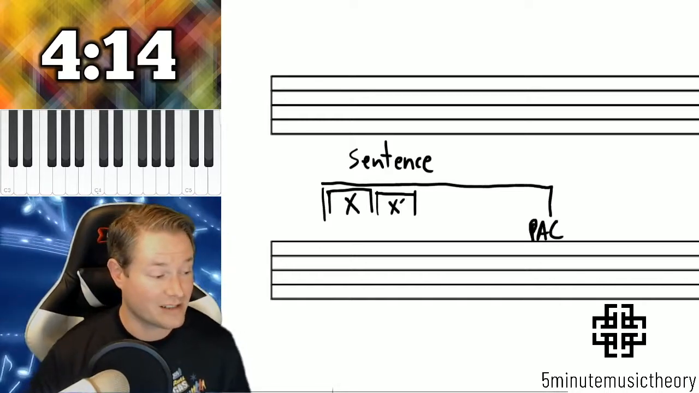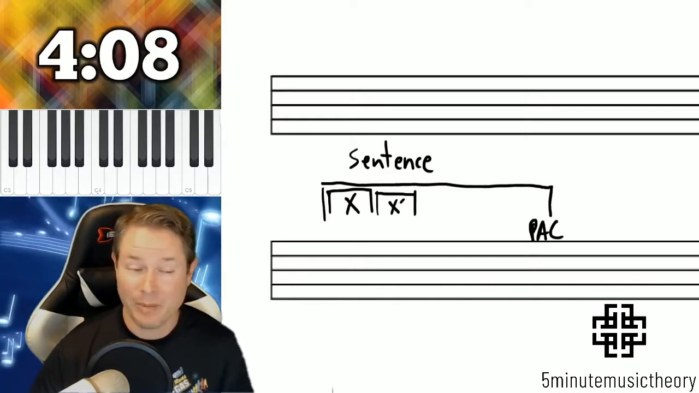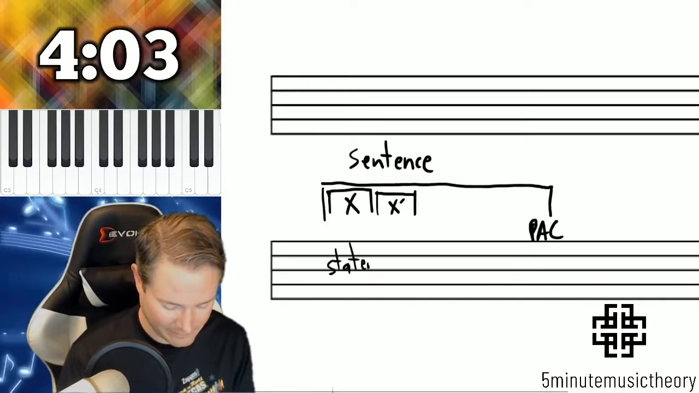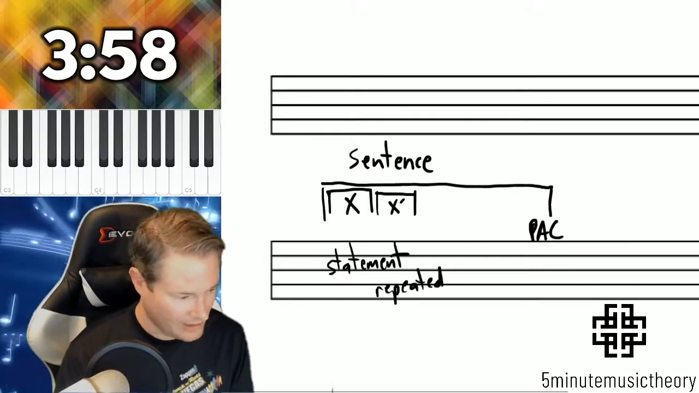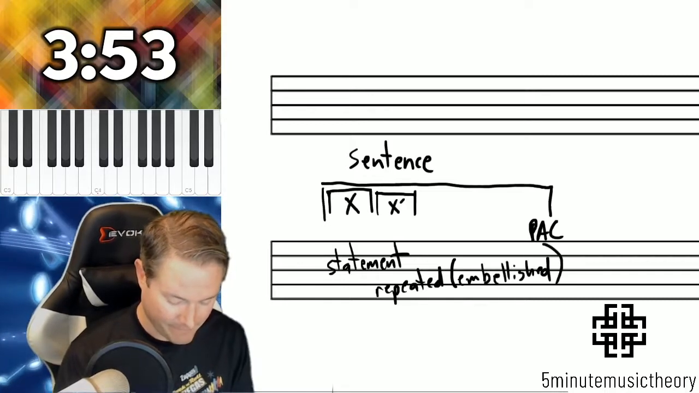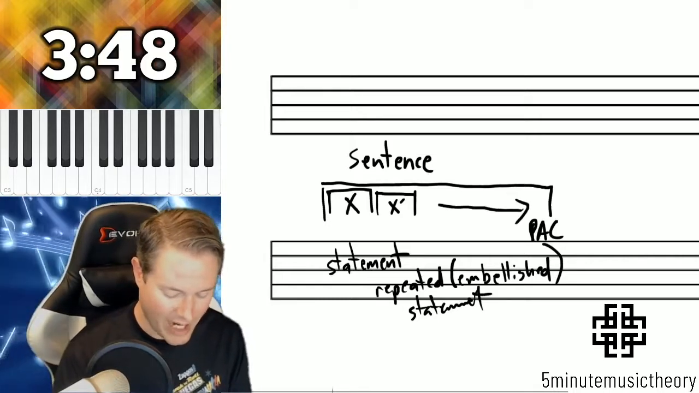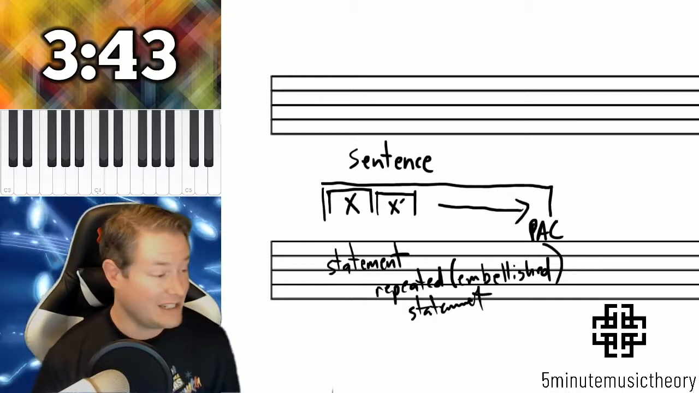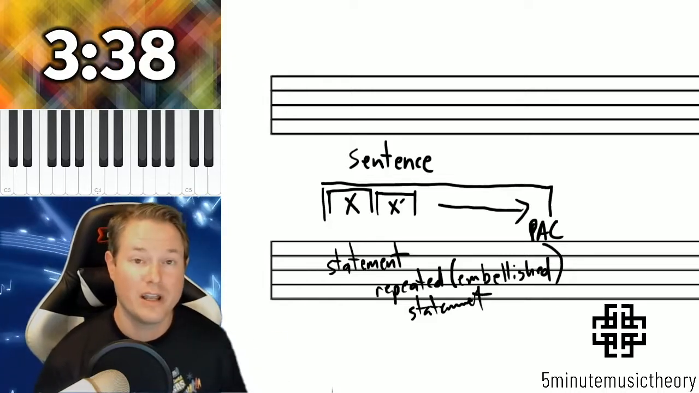It doesn't matter whether it's conclusive or inconclusive, but what makes this into a sentence versus a period is that we have a statement. So here's our statement, followed by a repeated statement, and I'll put embellished usually, it doesn't have to be. And then we have a lot more material happening here, usually longer than the X and X prime, ending up in a cadence.